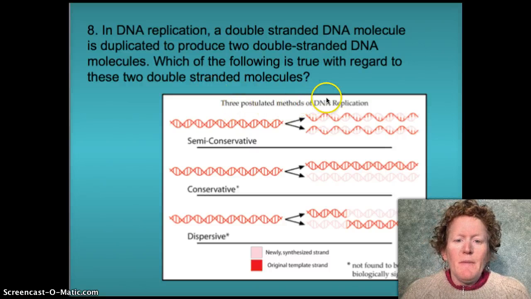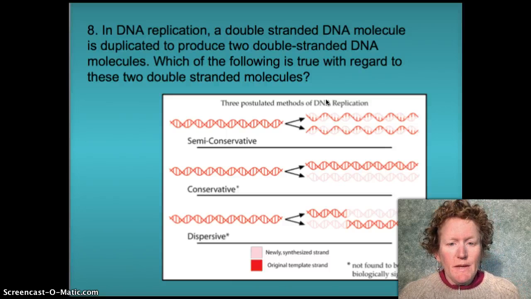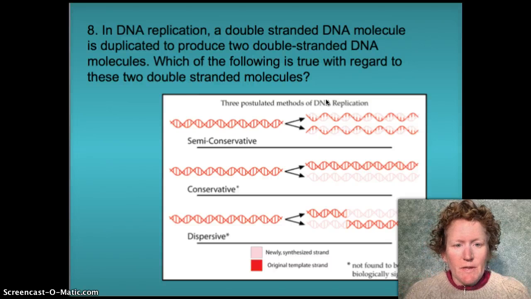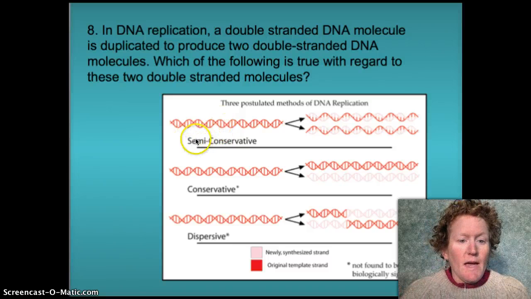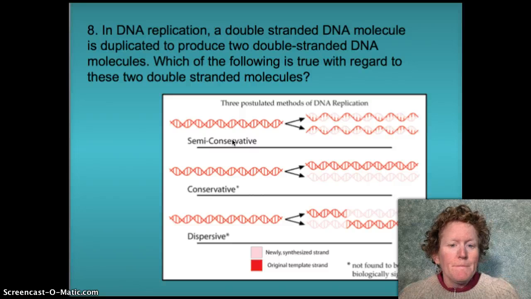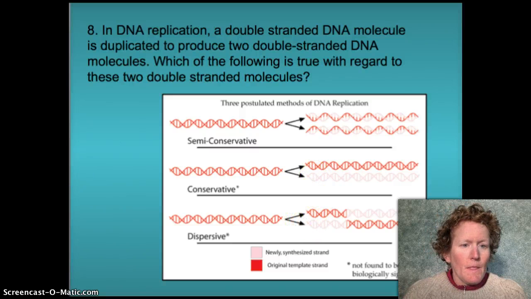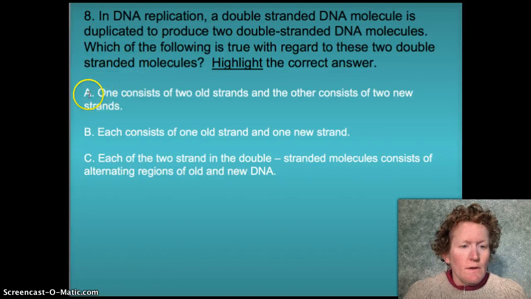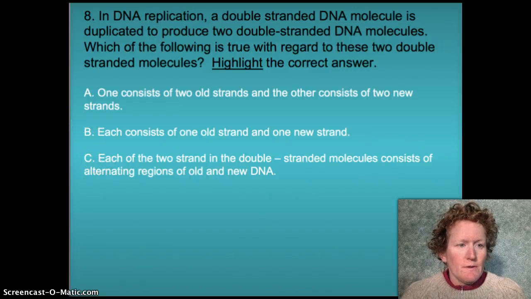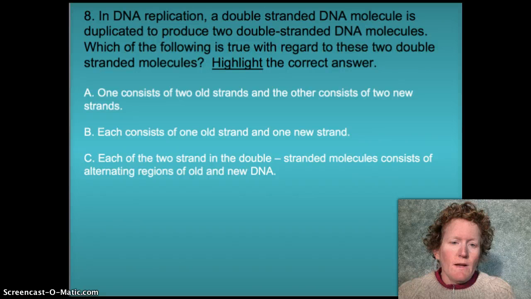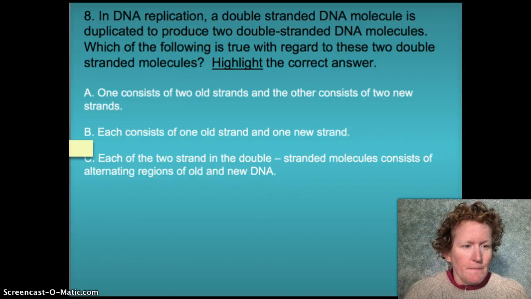These are 3 postulated methods of DNA replication that there were in the beginning before people started experimenting and figuring out how DNA replicated. There's semi-conservative, which means half is kept. Semi means half, and conserve means to keep. So half is kept. There's conservative, or there's dispersive. So if we go down and look at your multiple choice options, you can probably guess which one is correct based on what you just saw in the little tutorial video.